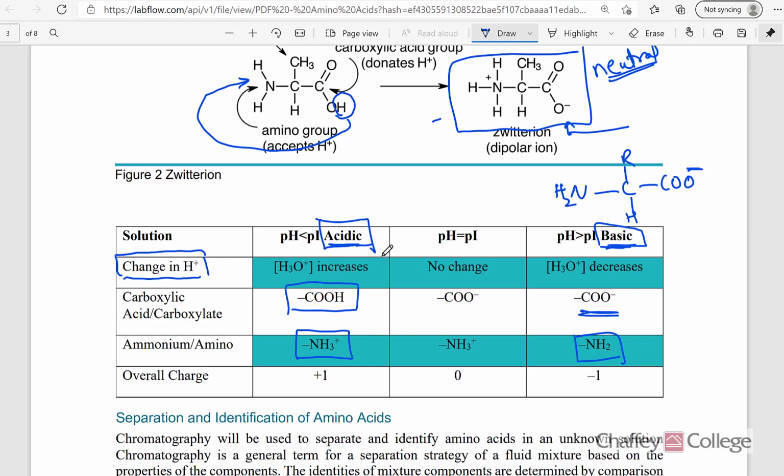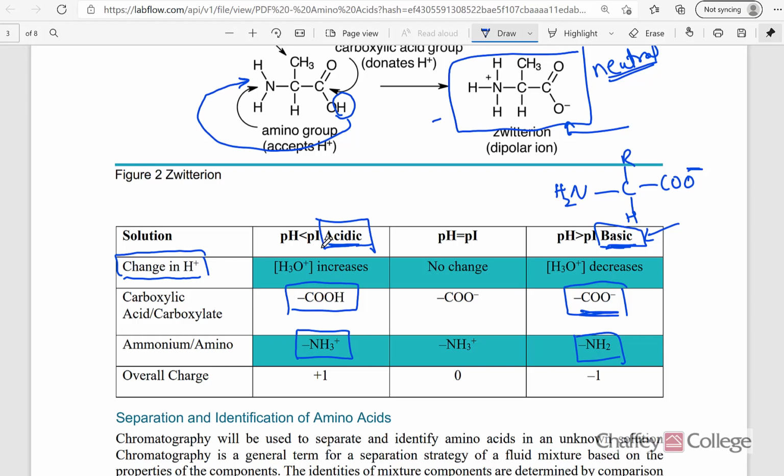And then we also need to write the structure in basic solution. And remember, in basic solution, the COO negative part remains. However, the positive ammonium part will change to NH2 neutral. It will lose its positive charge.